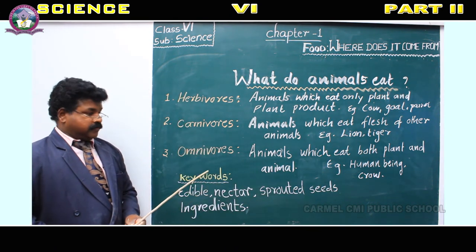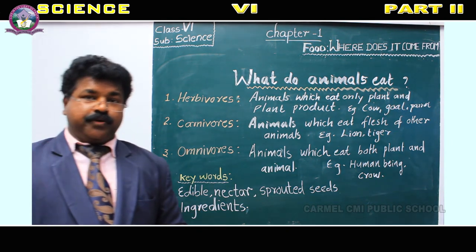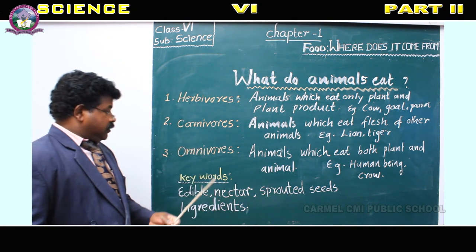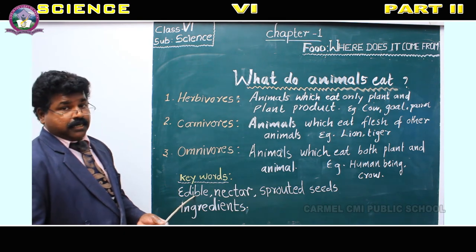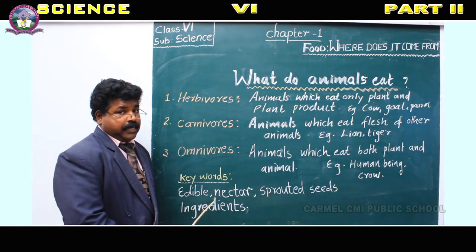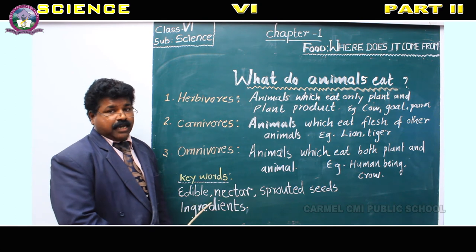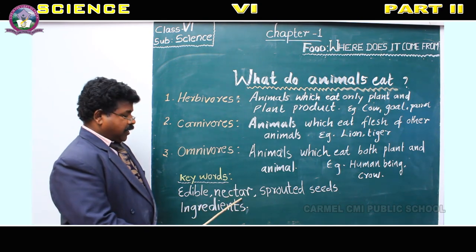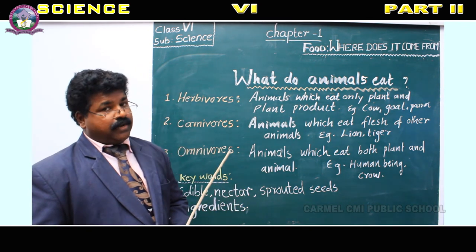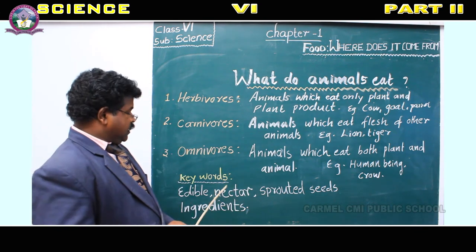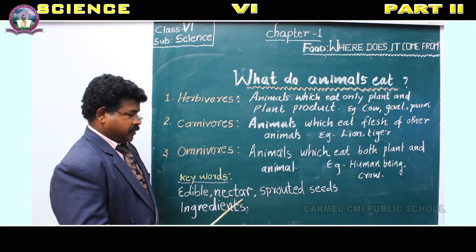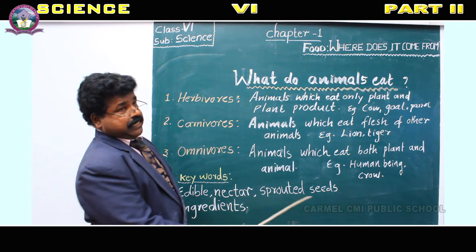Now let us see the new words or important keywords in this chapter. The first word is edible. The spelling of edible is E-D-I-B-L-E. Edible means which can be eaten. The next word is nectar. Nectar we have already discussed. The sweet juice which is present in a flower is known as nectar. The spelling of nectar is N-E-C-T-A-R.